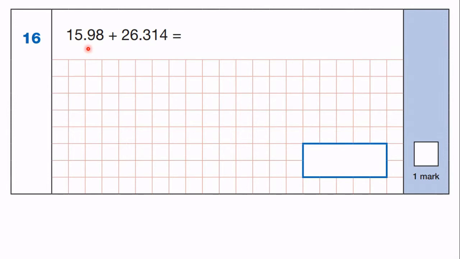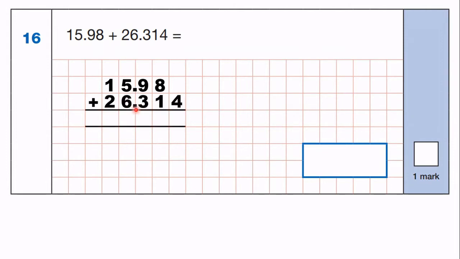Question 16. 15.98 plus 23.314. We can set this out as a column addition, making sure that our decimal points are lined up. Then we can write a 0 in this empty square and copy the decimal point down into our answer. Now 0 plus 4 is 4, 8 plus 1 is 9, 9 plus 3 is 12, so 1, 2, 1 plus 5 plus 6 is 12, so 1, 2, and 1 plus 1 plus 2 is 4. So our answer is 42.294.